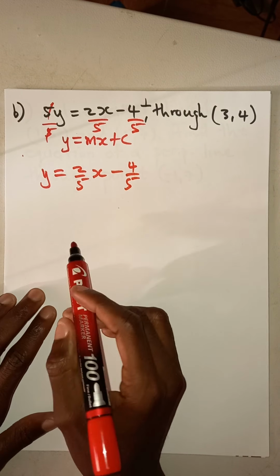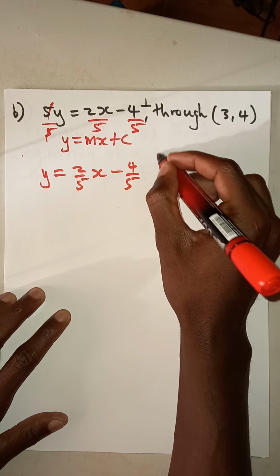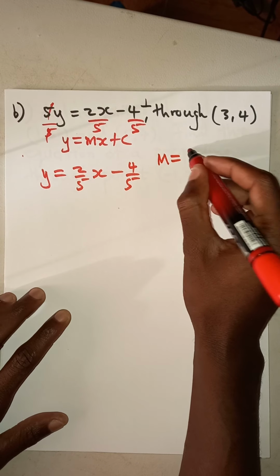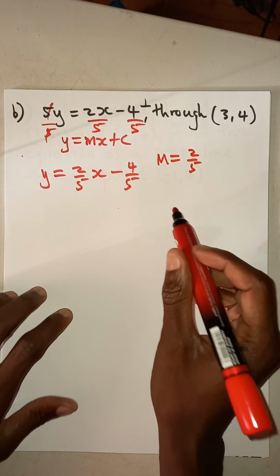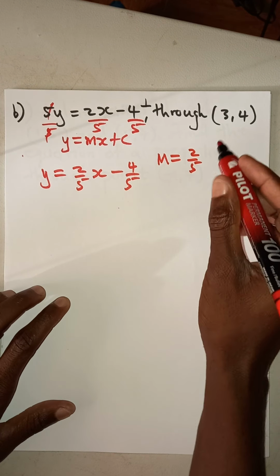Now, the next step that we need to do is we need to find the gradient of this line. So we can see the gradient of that line is 2 over 5, which means the gradient of a line that will be perpendicular to this one, we flip this one, we change the sign.